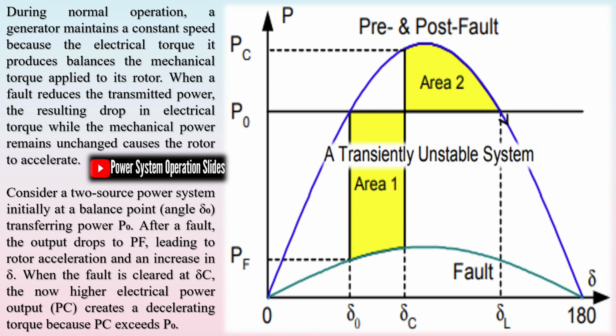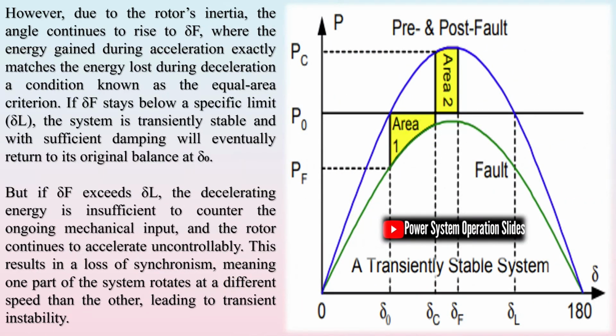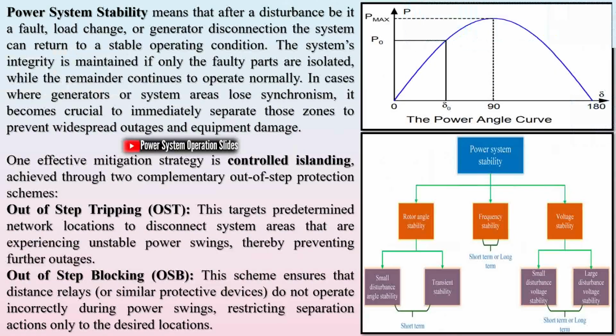When the fault is cleared at delta C, the now higher electrical power output PC creates a decelerating torque because PC exceeds P0. However, due to the rotor's inertia, the angle continues to rise to delta F, where the energy gain during acceleration exactly matches the energy loss during deceleration, a condition known as the equal area criterion. If delta F stays below a specific limit delta L, the system is transiently stable and with sufficient damping will eventually return to its original balance at delta 0.